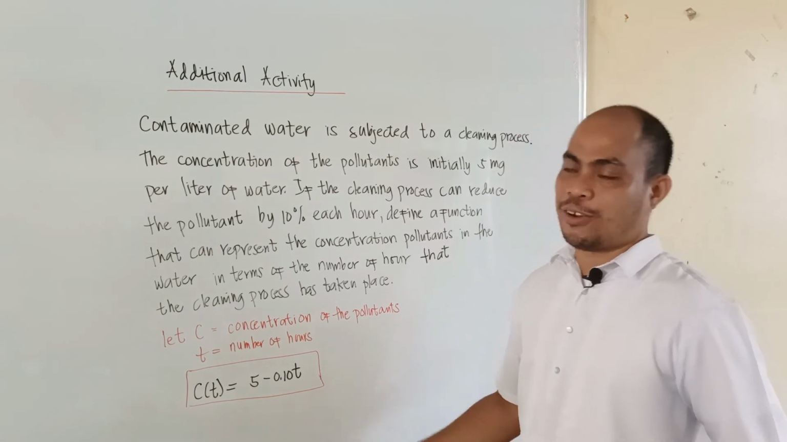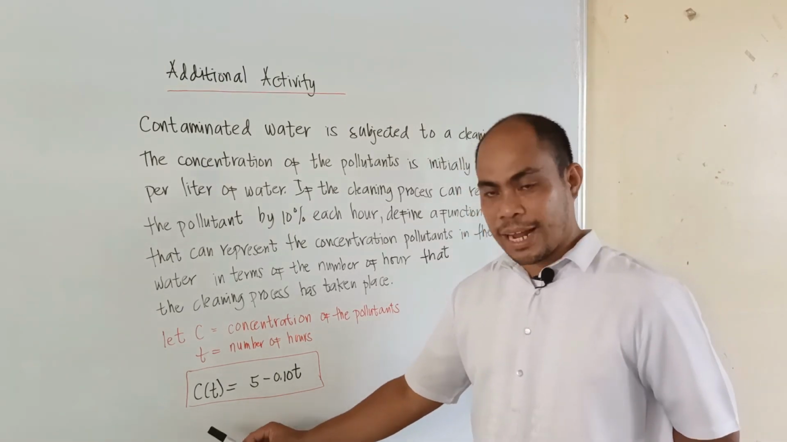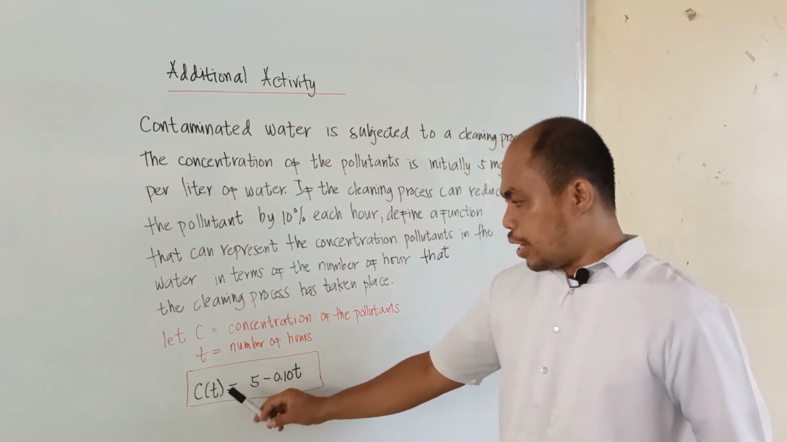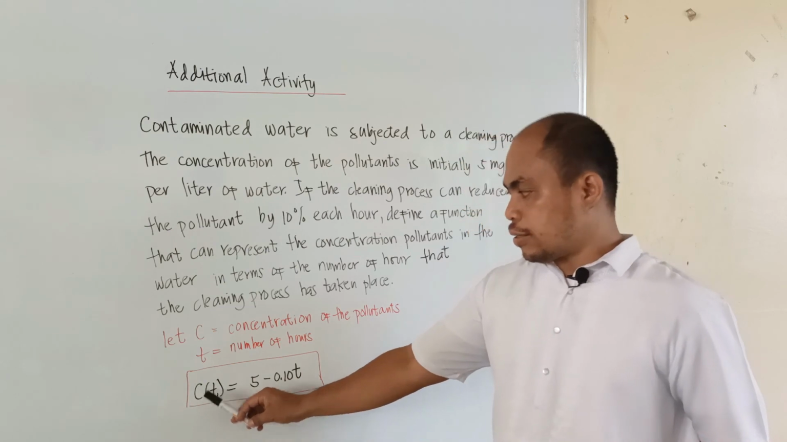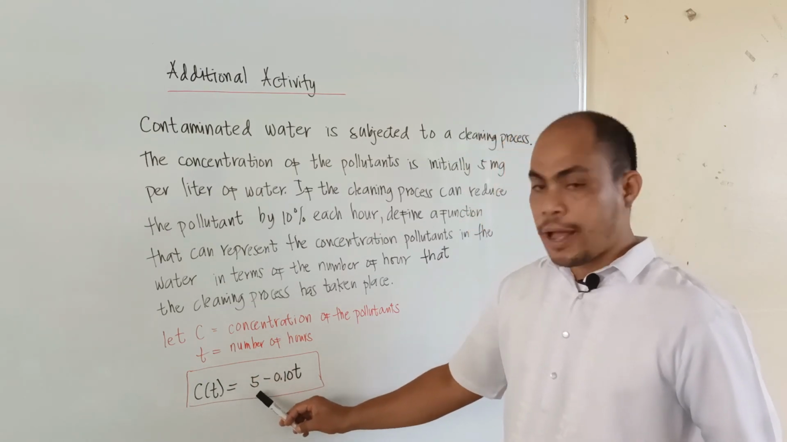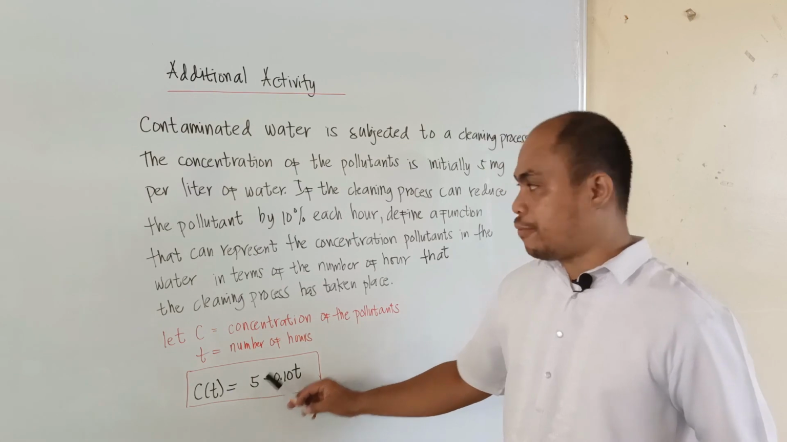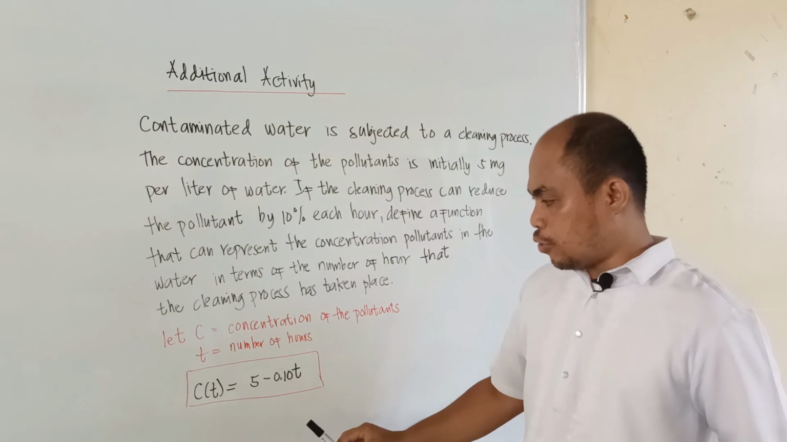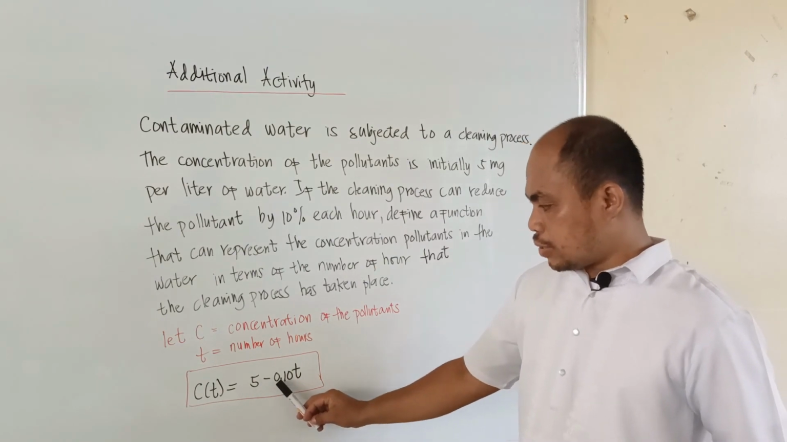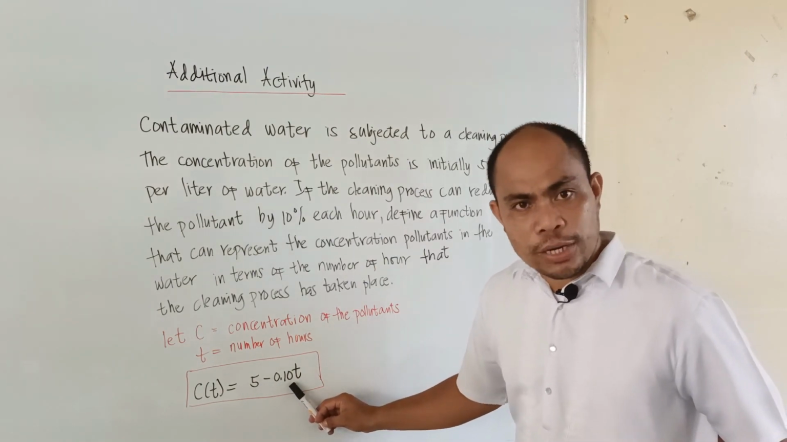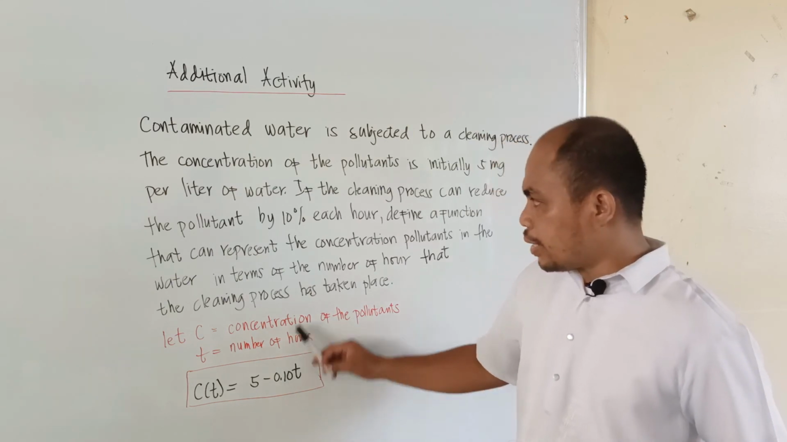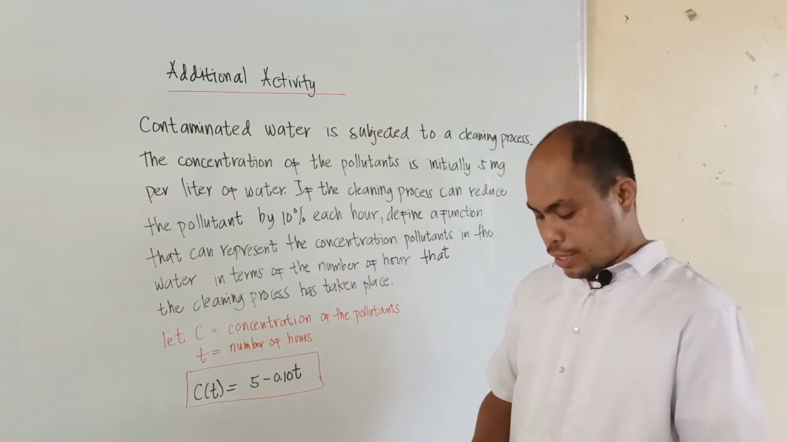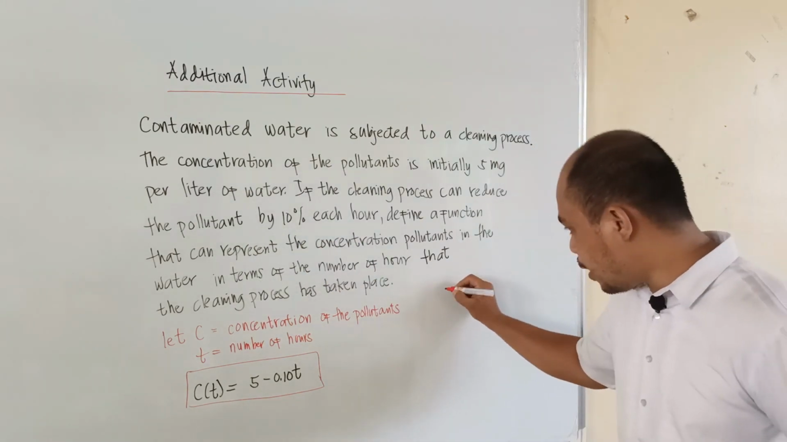Maybe you are missing something. Now, for my suggested answer, we have C of T, the function of T, or the concentration of pollutants in terms of the number of hours, equal to 5. Where do we get 5? From the initial concentration. Minus 0.10. How did I get 0.10? That is 10%. You are going to convert 10% into a decimal. So how do we convert that?